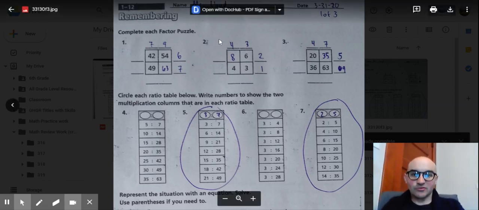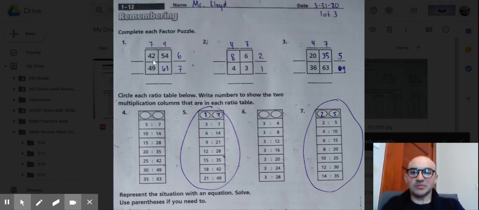Okay, so problems 1 through 3 are factor puzzles. In problem 1, we're given 42, 54, and 49. Remember, our goal is to find the missing number and fill in the values on the outside. Inside the box, these are all multiples of the numbers outside the box. So here's how I did this. I looked at 42 and 49 and noticed that these are multiples of 7. So I know that 7 times 6 is 42, 6 times 9 is 54, 7 times 7 is 49, and finally 9 times 7 is 63.